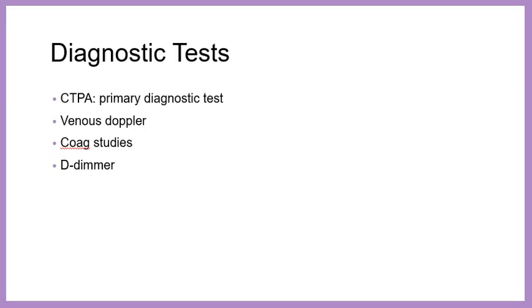They're going to look at coag studies. So they're going to look at a PT, a PTT, and an INR to see what those coag values are. They'll look for what's called a D-dimer. A D-dimer with a positive result that's elevated tells us we have a clot. We will talk more about D-dimers when we talk about sepsis and DIC, but certainly we can do it for this.